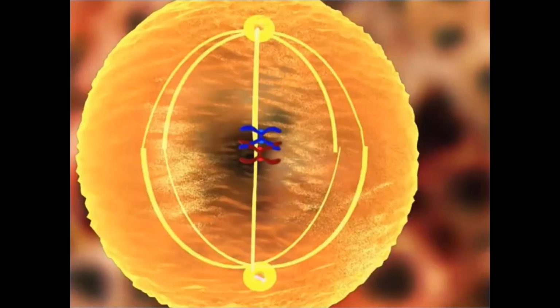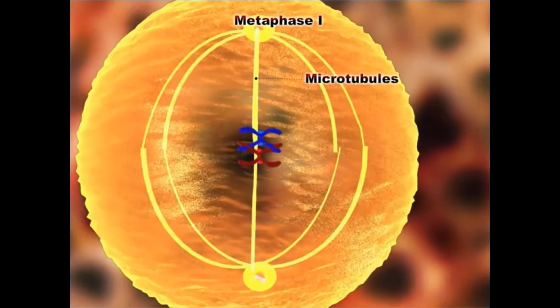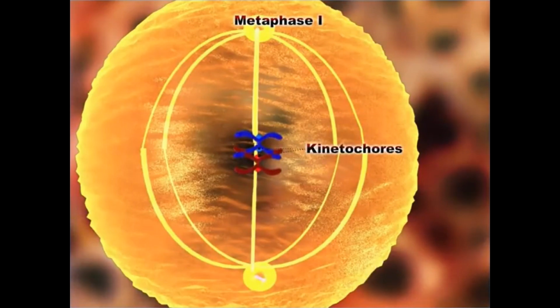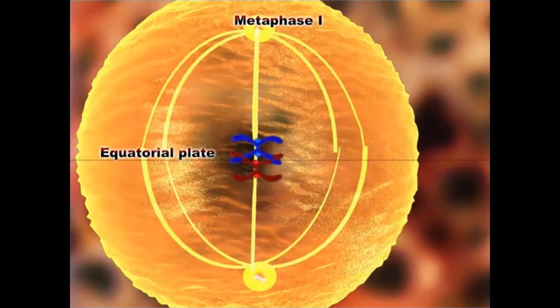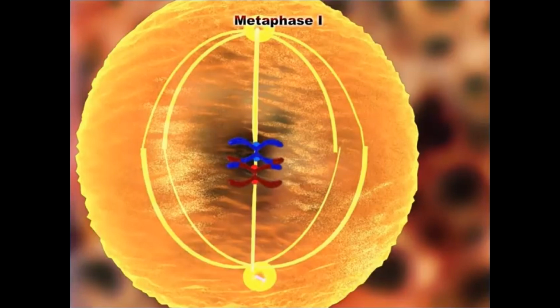Prophase 1 is followed by metaphase 1. During metaphase 1, the microtubules from the opposite poles attach to the chromosomes at the kinetochores, and the bivalents align along the equatorial plate with a random orientation. Either of the parental homologues takes up any site on the spindle.